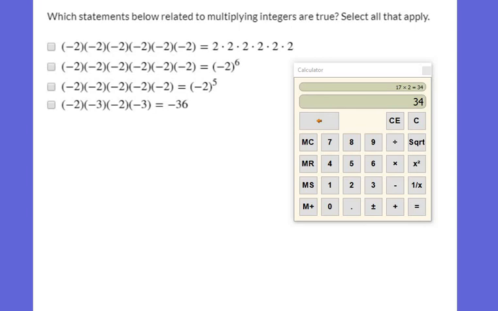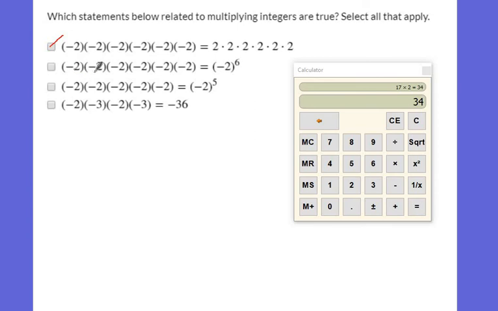So the next one says, which statements below related to multiplying integers are true? Select all that apply. So here I have a bunch of negative 2's being multiplied by each other. And they said that's the same thing as just multiplying all these 2's together. I need to check and see how many negatives there are. 1, 2, 3, 4, 5, 6. 6 is an even number, so that means it turns out positive. So that means these two will indeed get the same answer as long as there's 6 of these. 1, 2, 3, 4, 5, 6. So it looks like this one is true.